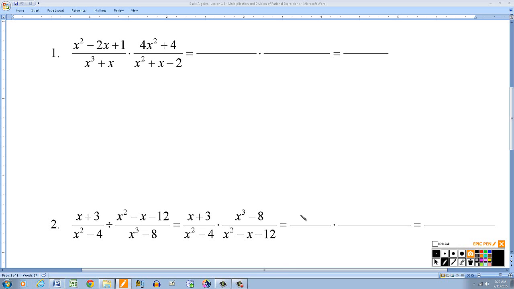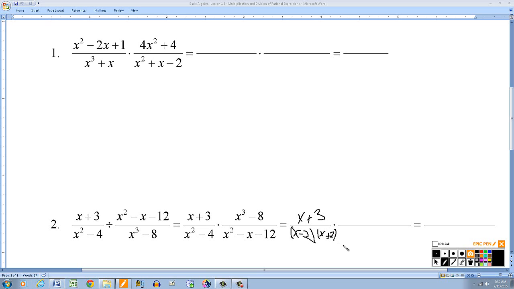The first one, the x plus 3 is already in simplified form, so I leave it the way it is. The denominator x squared minus 4, that's a difference of squares, no common factor, but it is a difference of squares. So just like we did in the first lesson, we factor this into the difference and the sum of the square roots. Square root of x squared is x, square root of 4 is 2. This is x minus 2 times x plus 2. Okay.